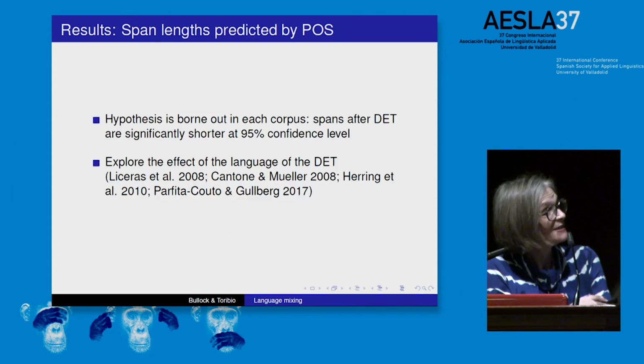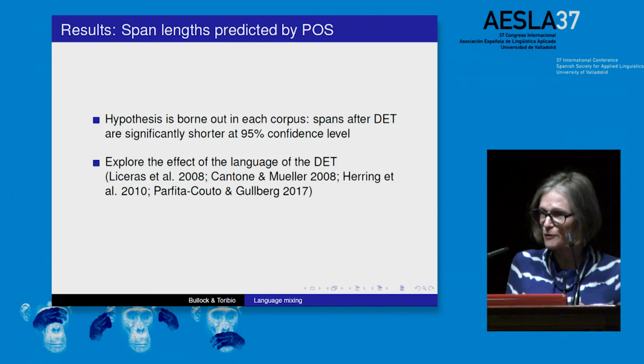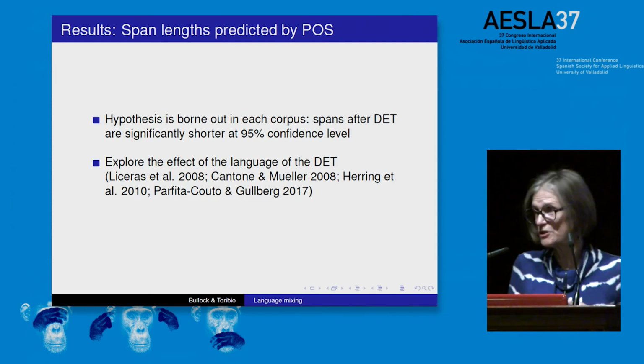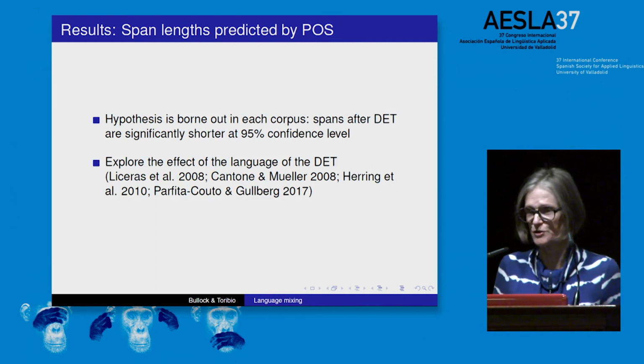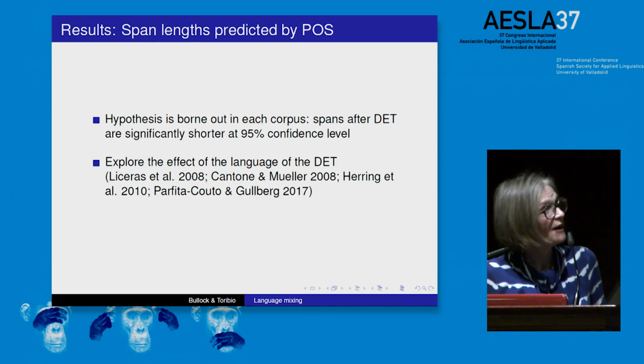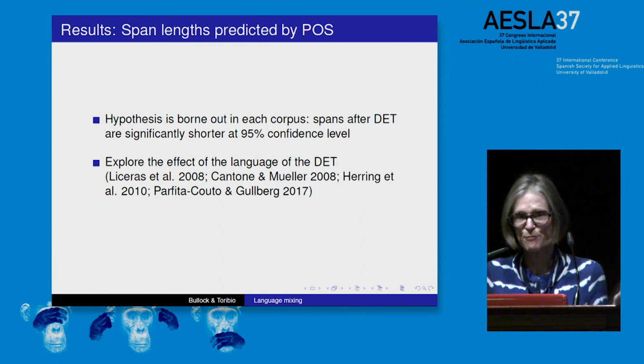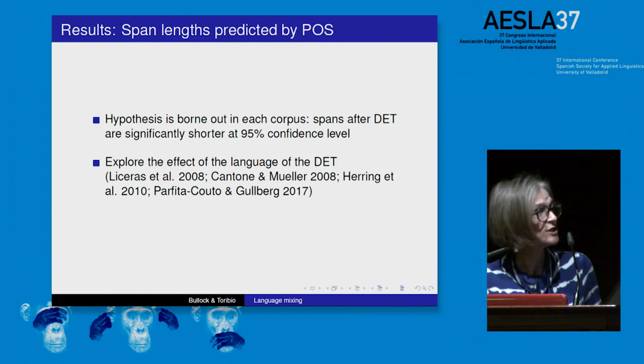So in fact, in each of these corpora, regardless of how switchy they are, the spans after the determiner are significantly shorter than all the other spans. So that means that it is likely that these might be more borrowings than actual code switches.